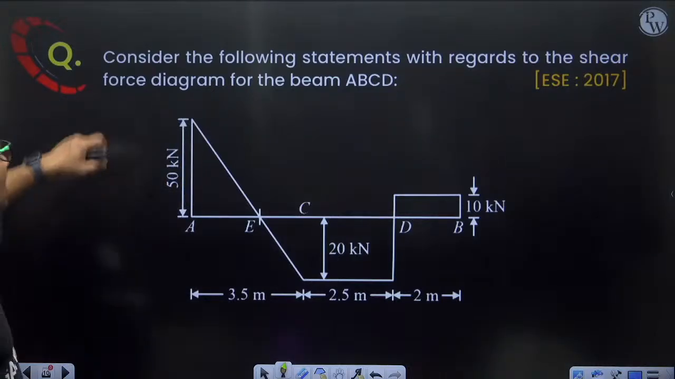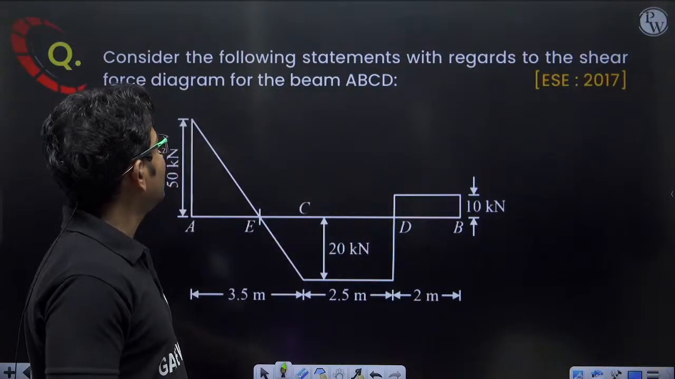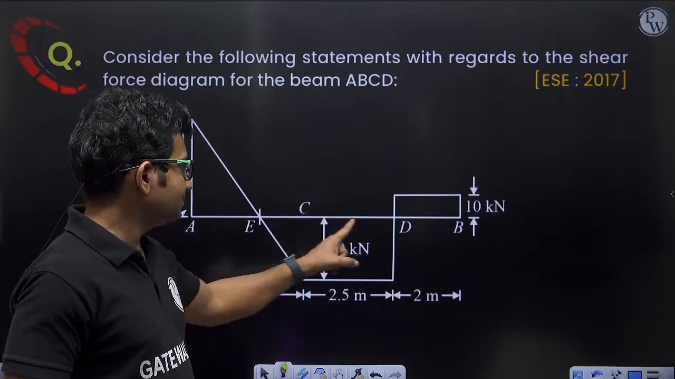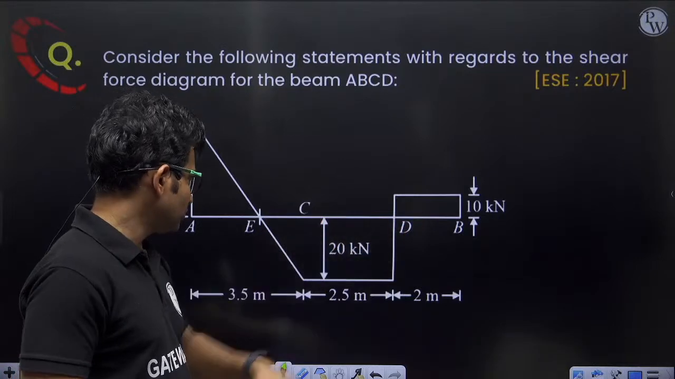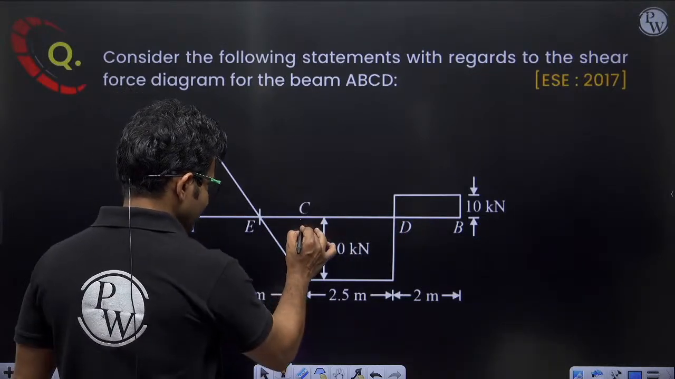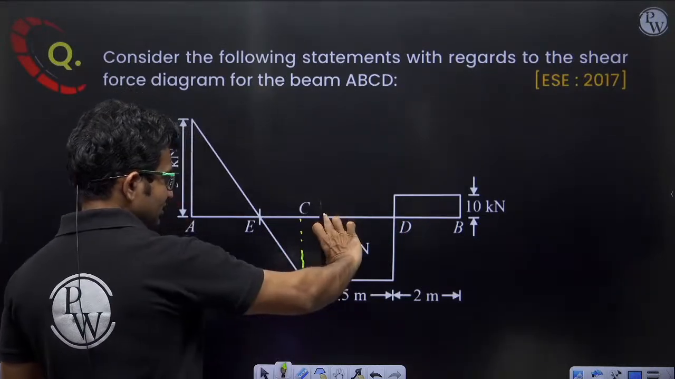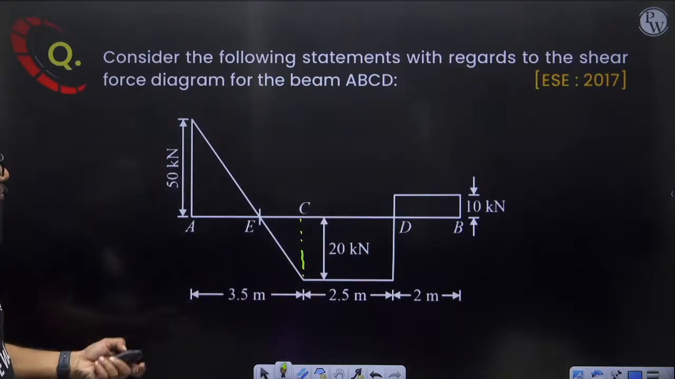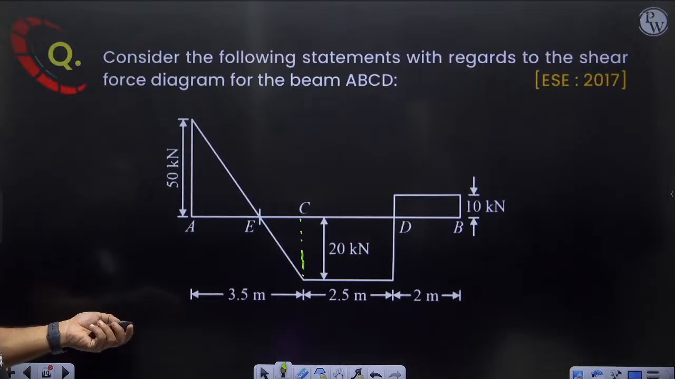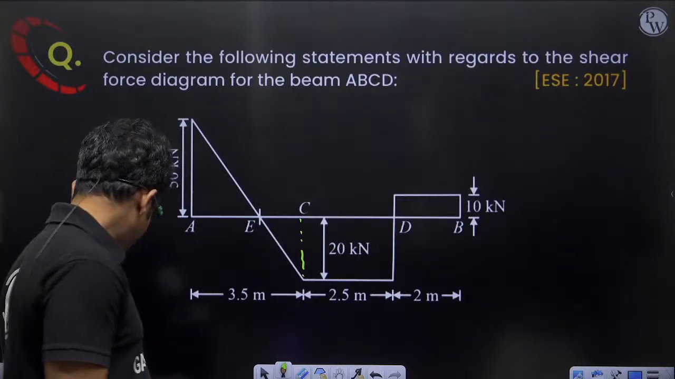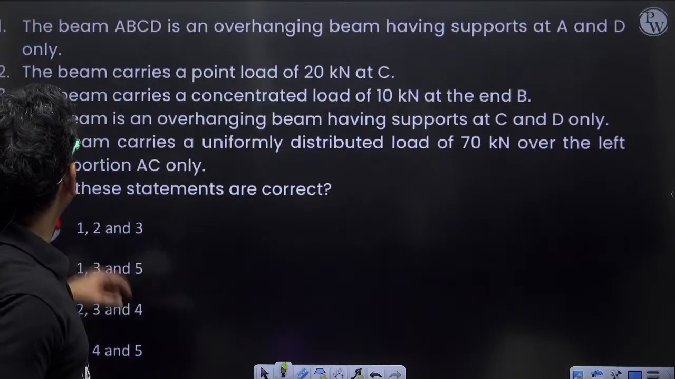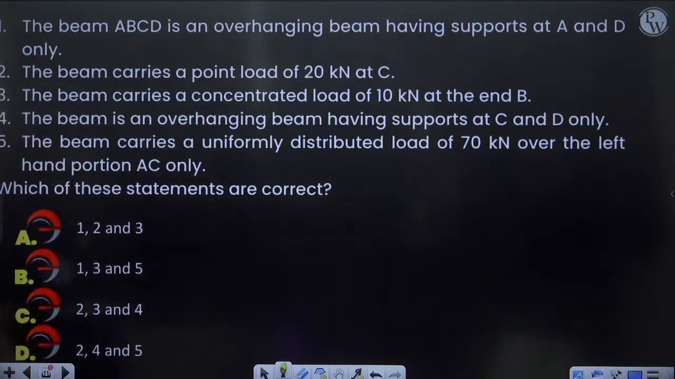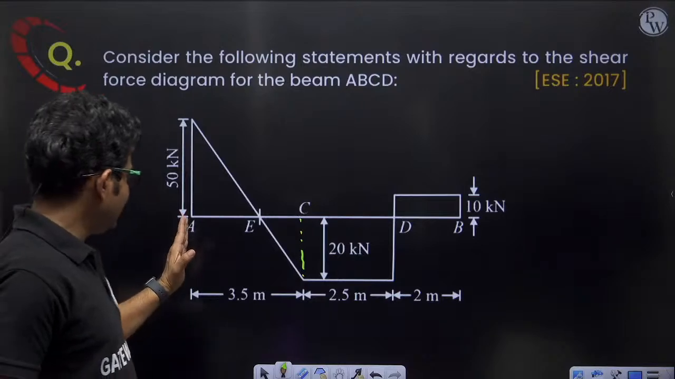Next question: consider the following statements with regard to the shear force diagram for the beam ABCD. So this is the beam ABCD, and this is point C. This arrow shows the distance. So we have to consider some points. What are the points given? The beam ABCD is an overhanging beam having supports at A and D only.